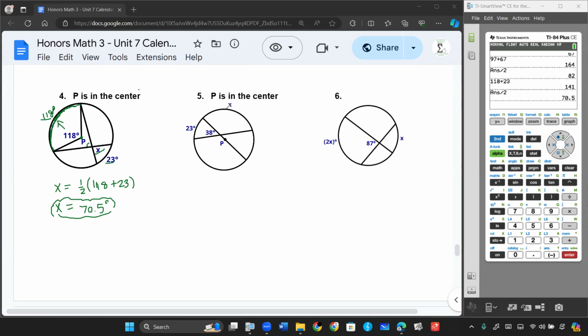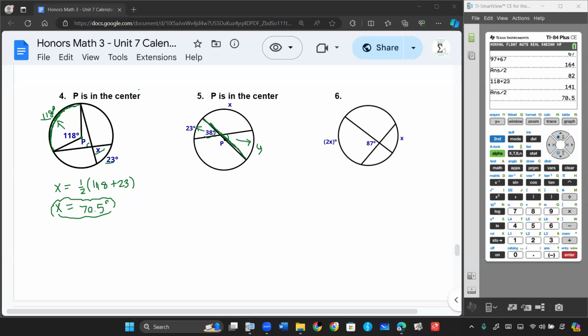Question 5, we want to find arc X over here. It says P is in the center, which means this segment right here that's going through the center is going to be a diameter. Now, I'm going to focus first on the angle and the arc that I have. Since the angle 38 is facing this arc and this arc, I'm going to go ahead and get this arc. We'll call it Y.